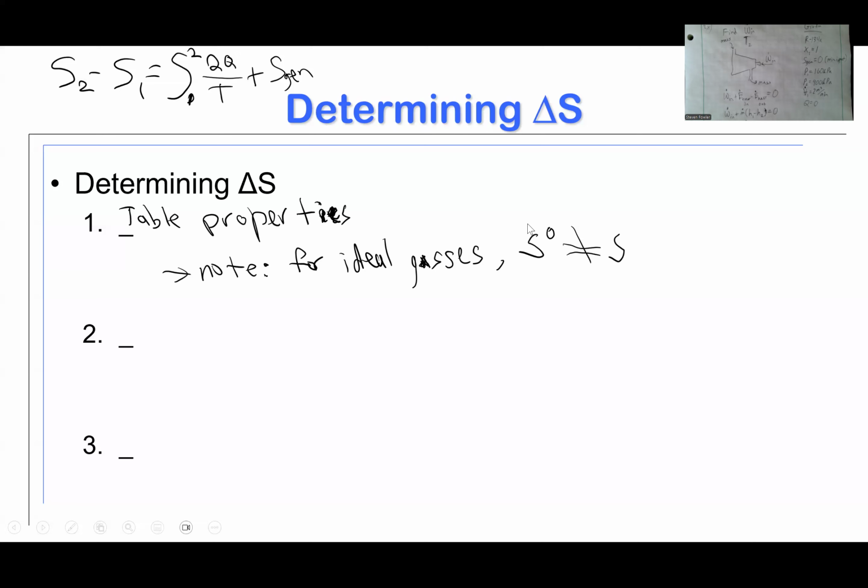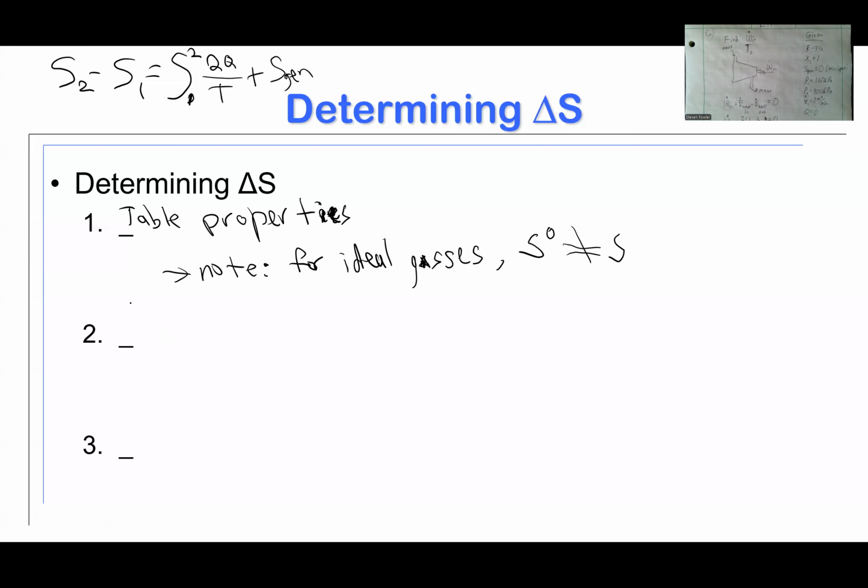Now, for water and R134, they will give you actual S values, just like we saw in this previous example. We were able to take S values right here, and we said, well, S1 is going to equal S2. And so when I found S1 on the table, that became the same as S2. So that worked. But for ideal gases, I'm going to have to do something different. And we've got some options for that.